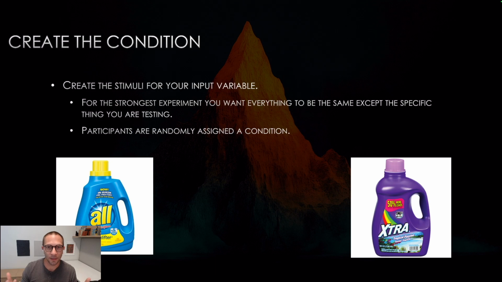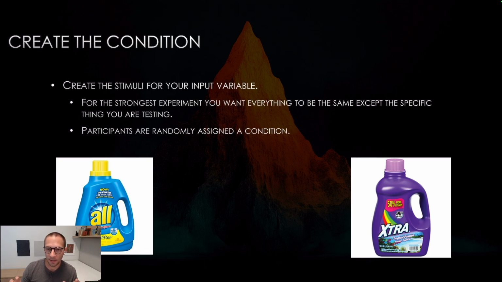The brand is different, All versus Xtra. The Xtra bottle has a message that says 50% more loads. The one on the left says stain lifter, now in-wash pre-treater, and there's a tropical passion scent for the one on the right. There are so many differences between these two detergent bottles.